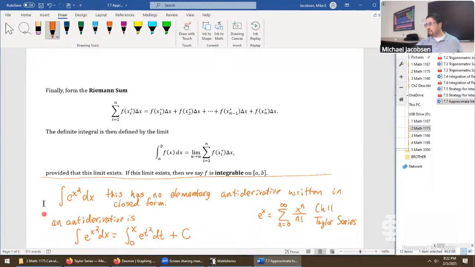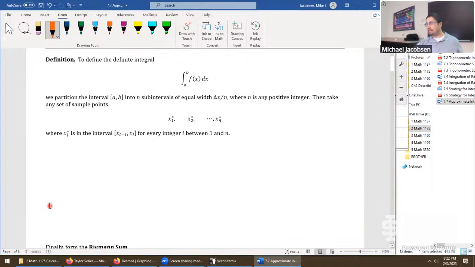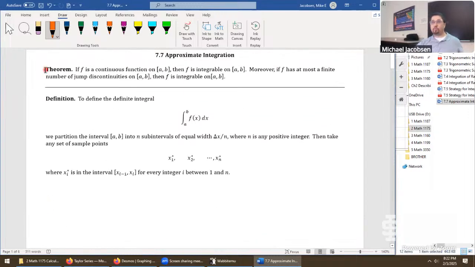Okay, well, aside from this stuff, let's recall what we mean by the definite integral in the very first place. First, this is a great theorem. It tells us when you can integrate something. If your function is continuous on a closed domain, then it's automatically integrable. And these are the major functions that we work with most often.